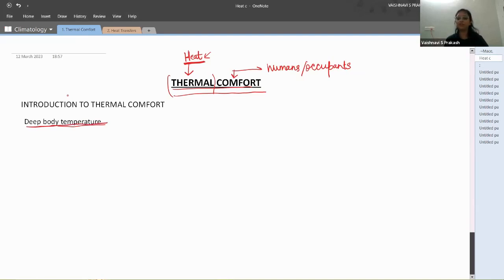When we say deep body temperature, it's talking about a core temperature of the human body. This is the temperature that your body has to maintain for it to function normally. So remember, when we have fever, we say we have a high body temperature. And when we have a low body temperature, we're also freezing.